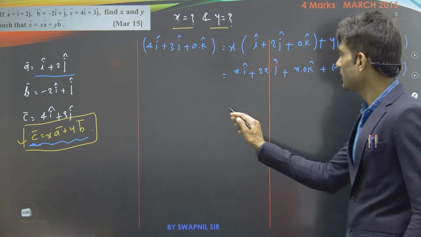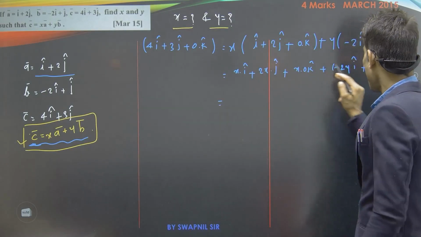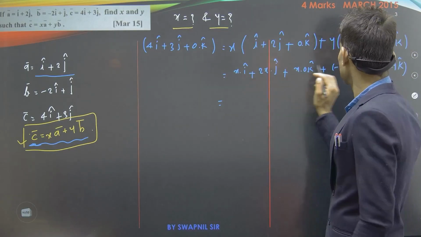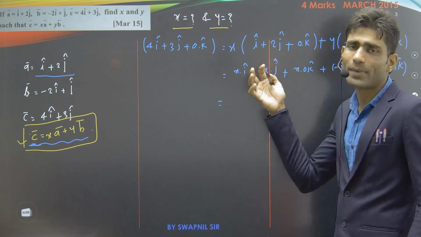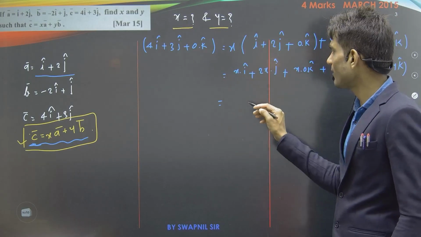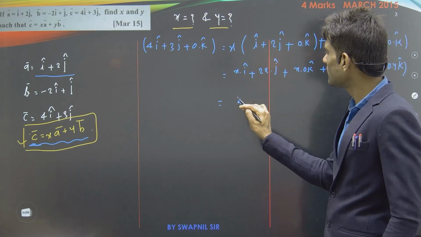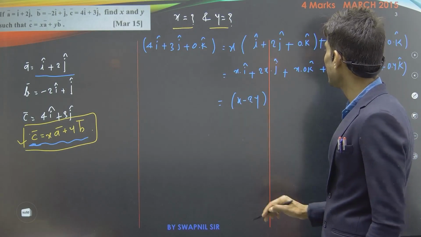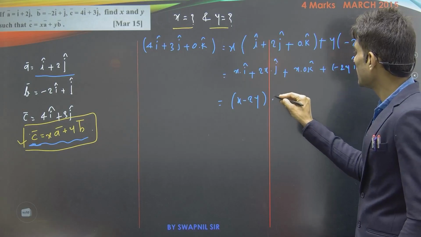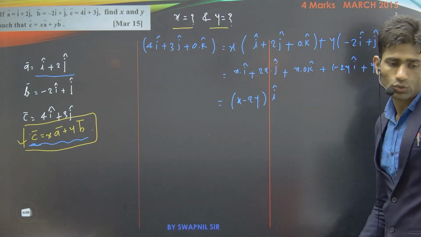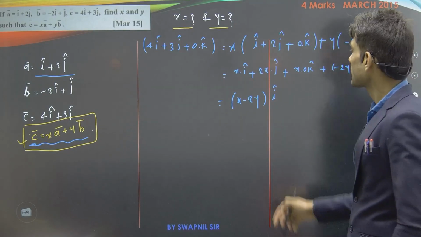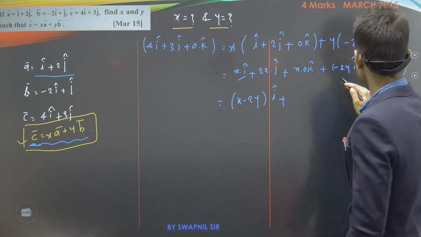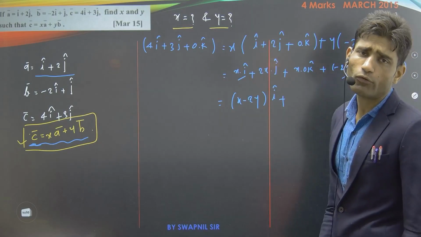So what we do here is take i cap common from the variables. We have x into i cap minus 2y into i cap, so take i cap common, and we'll get x minus 2y. So x minus 2y, and out of the bracket we get i cap. Similarly, we can go for the j cap too.